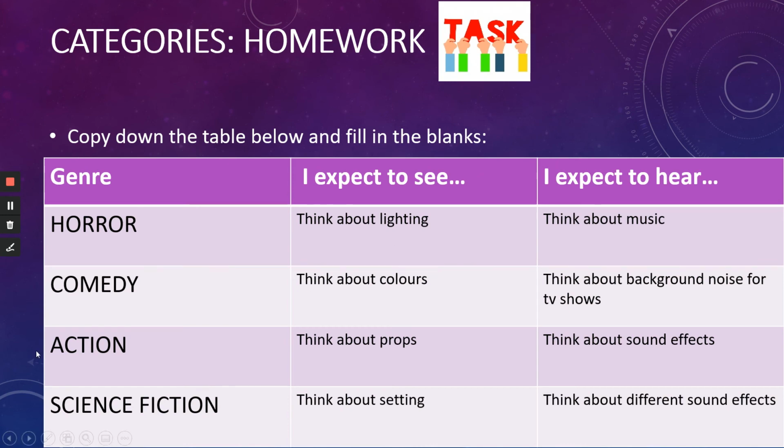I want you to copy down this whole table. All right, not these bits. These bits are just suggestions, but from here and here, I want you to copy it down. And I want you to tell me, when you're watching a horror, what are some things you might expect to see? What are some things you might expect to hear? When you're watching a comedy, what are some things you might expect to see? What are some things you might expect to hear? An action, a sci-fi, you could do a children's movie. If you want to do different genres, as long as you do 4, I don't mind. I want you to fill out 4 different genres and what you would expect to see and hear when watching those genres.